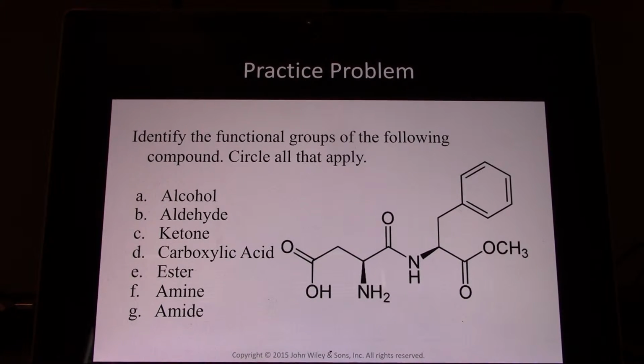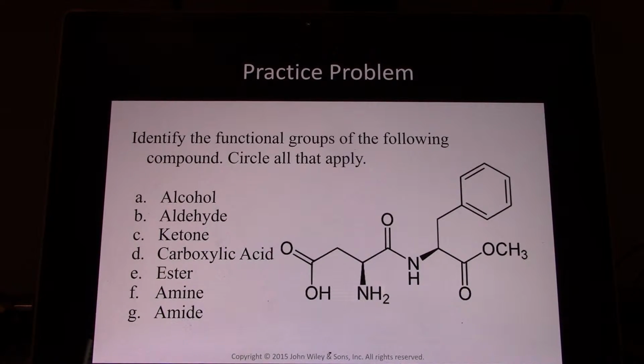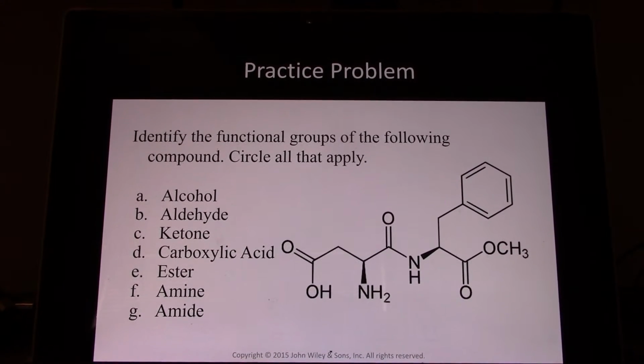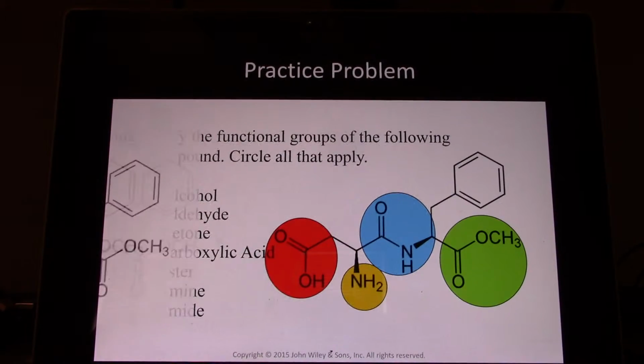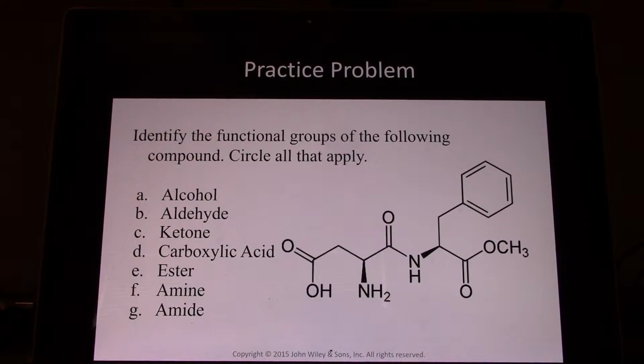So identify the functional groups of the following compound. Alcohols. Do we see any alcohols? No. Aldehydes. Do we see any aldehydes? Also no.